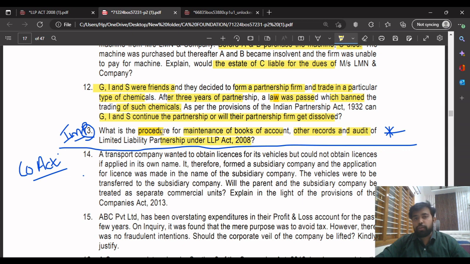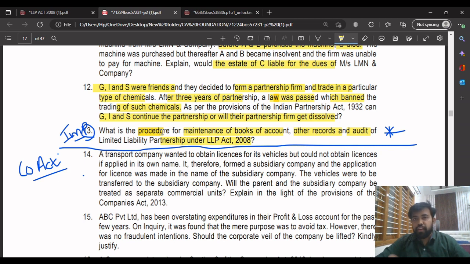Then another important point I'll tell you right now itself. They have to file it within the prescribed time with the registrar. What is the prescribed time? Within 30 days from the expiry of the 6 months from the end of the financial year, in which you prepare the statement of solvency, that you will file within 30 days to the registrar.